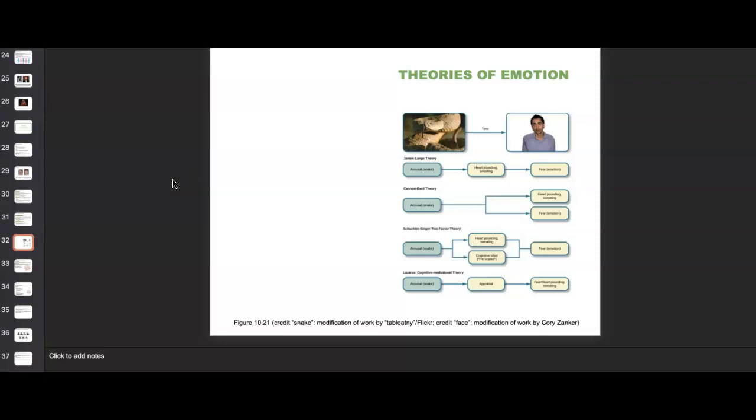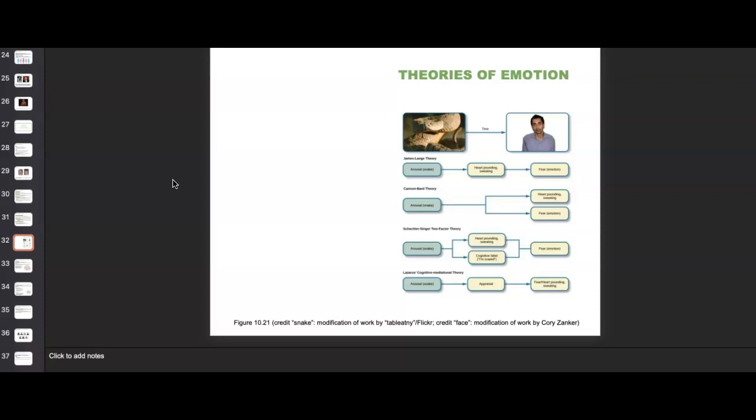And you can see the James-Lange theory has the arousal, has the heart pounding and sweating, and has the fear. Cannon-Bard has the arousal, but then at the same time that their heart pounds, the fear, the emotion, is also introduced. With Schachter-Singer, you have the arousal, then you have the heart pounding and the physiological response, as well as the cognitive label: this is scary, or I'm scared. And it sort of cycles through one another. And then you have the fear response and the emotion of fear.